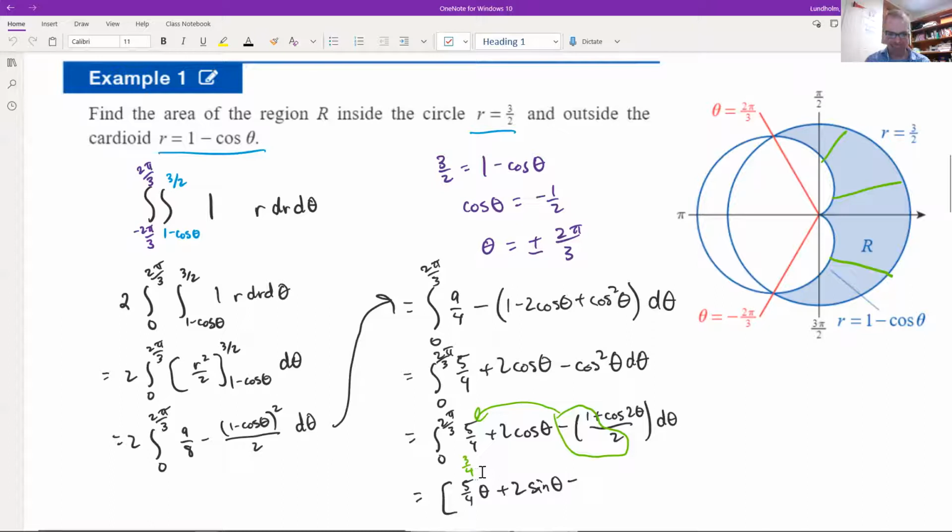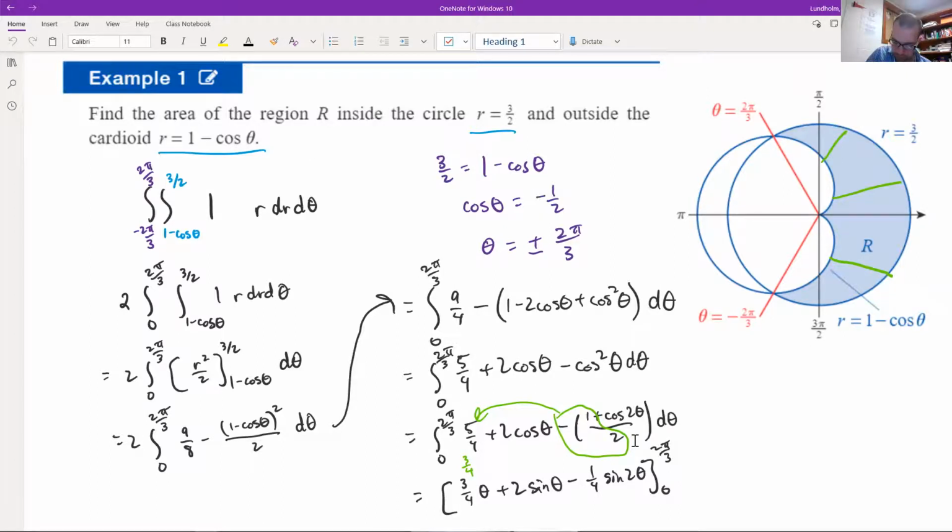Okay, and then that's just 3/4 theta. And then we can focus on having cosine of 2 theta over 2 and taking the antiderivative of that, which is going to be a sine of 2 theta, but we're going to divide by another factor of 2. So it's going to be 1/4 times the sine of 2 theta, and 2 pi thirds and 0 there.